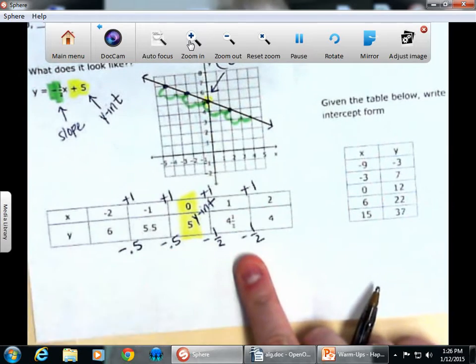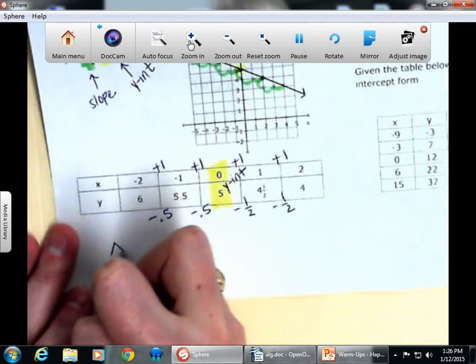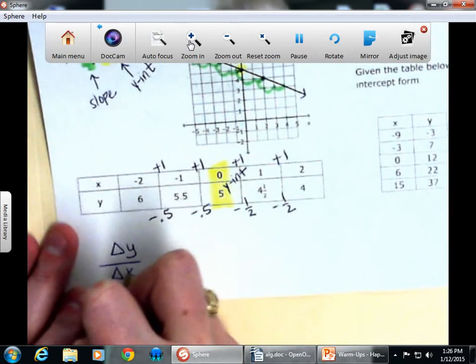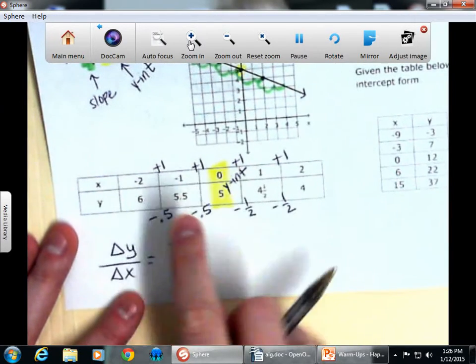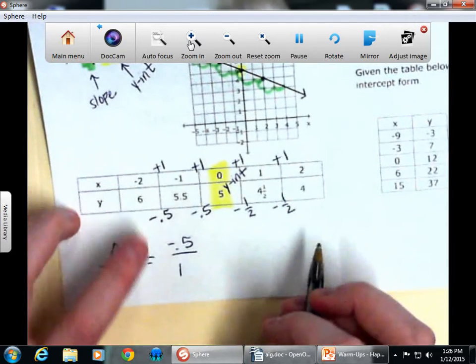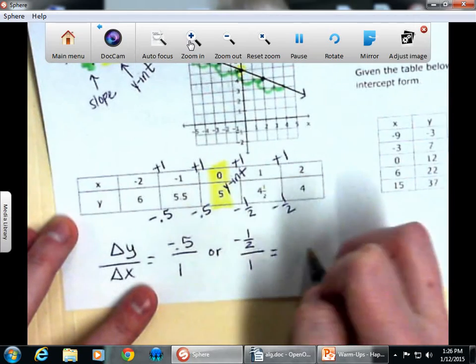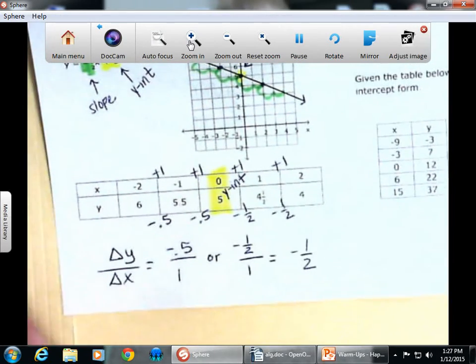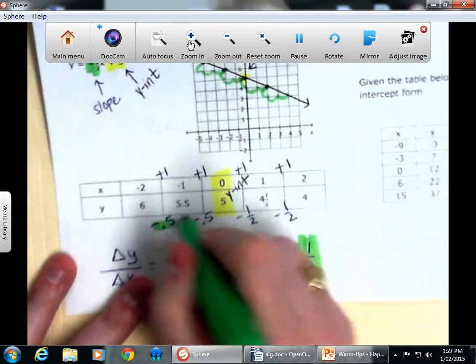So in order to calculate slope, it's change in y over change in x. So it's a negative 0.5 that my y's changed by, over my x's, which is a 1, or a negative 1/2 over 1, both of which simplify to negative 1/2. So that is how you find your slope from a table.